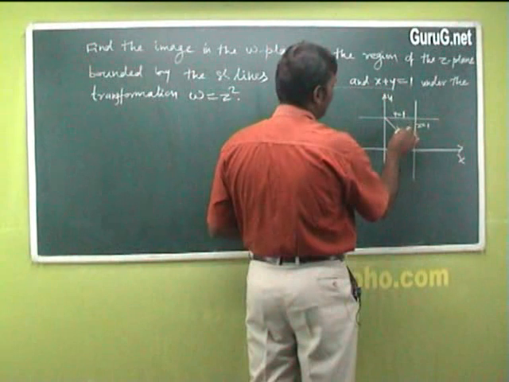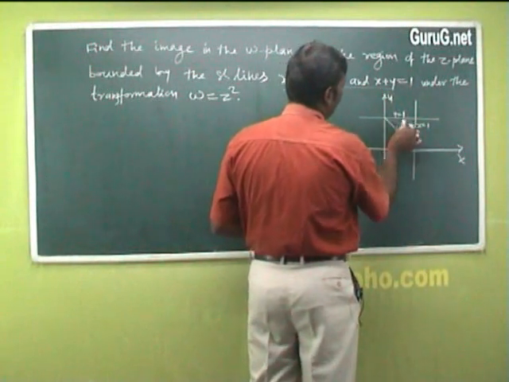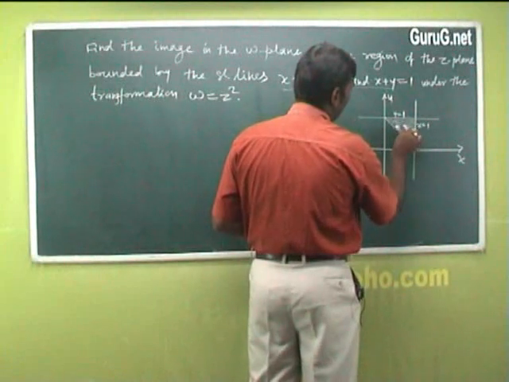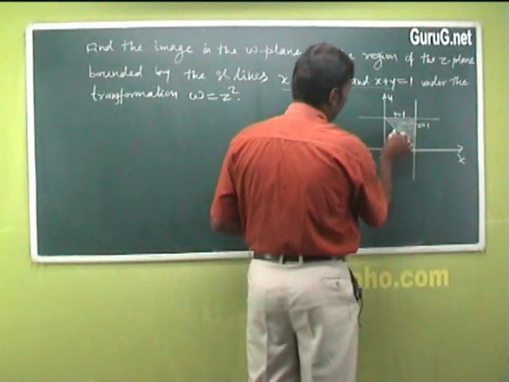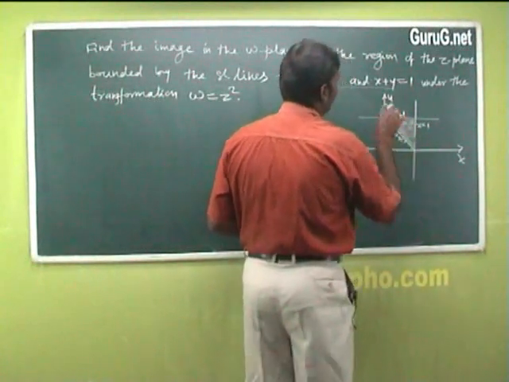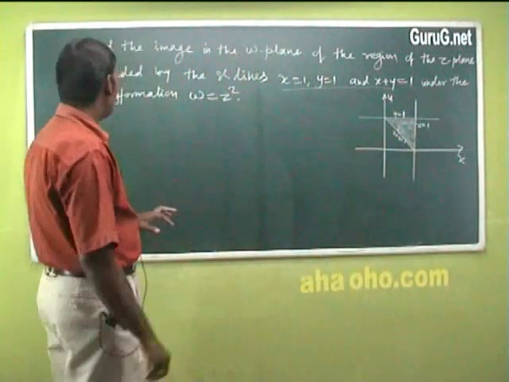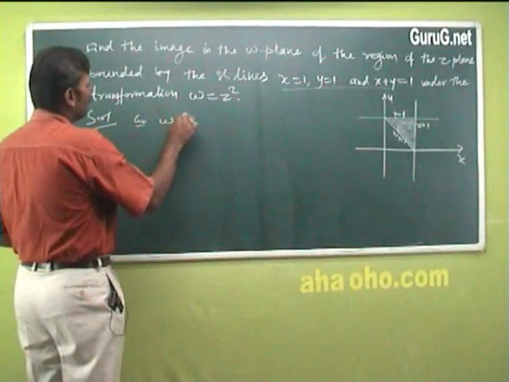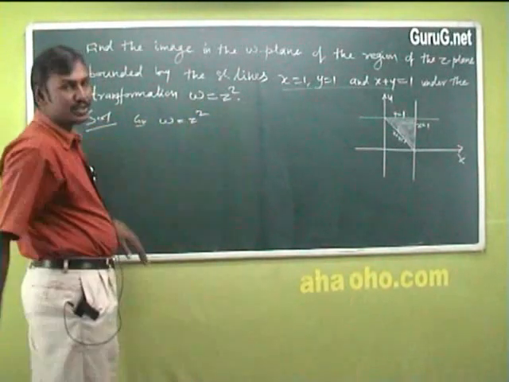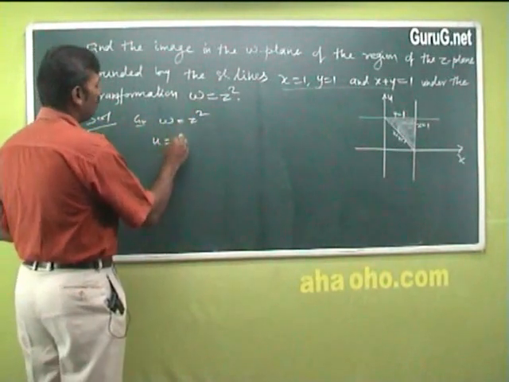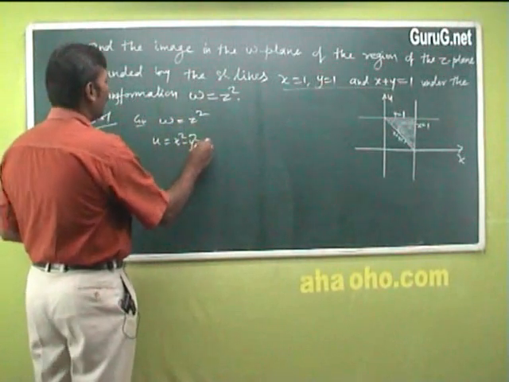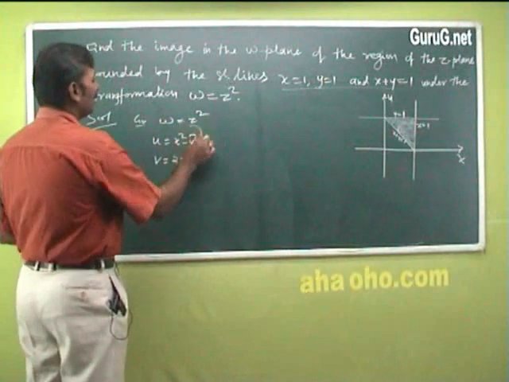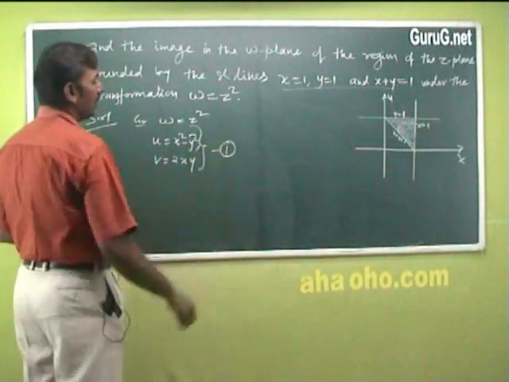So this is the line x plus y equal to 1. So this is a region. You have to find the image of this region under the transformation w equal to z squared. Given w equal to z squared, what will be the transformation equations? u equal to x squared minus y squared and v equal to 2xy, right? So these two are the transformation equations.